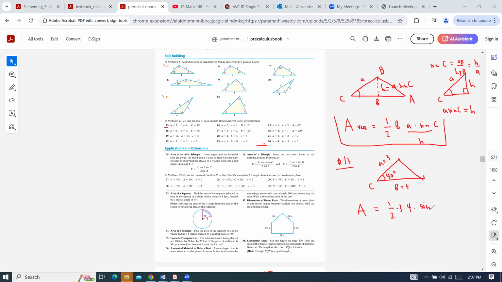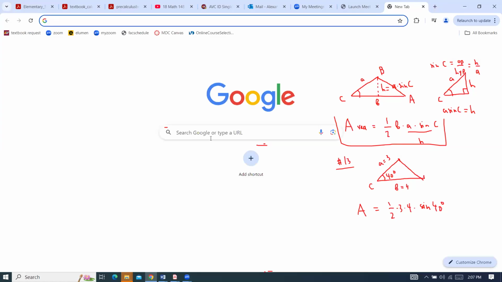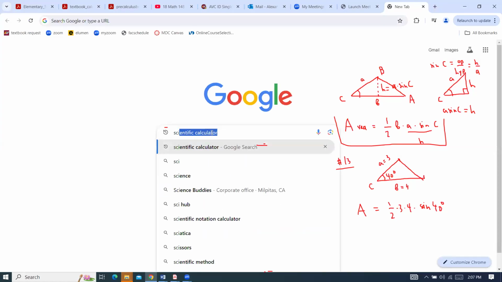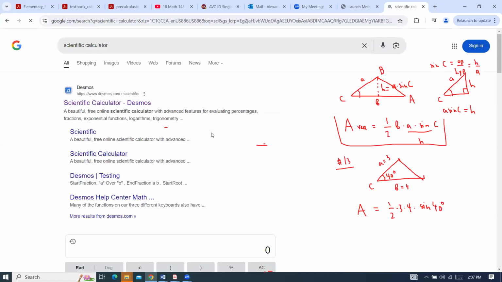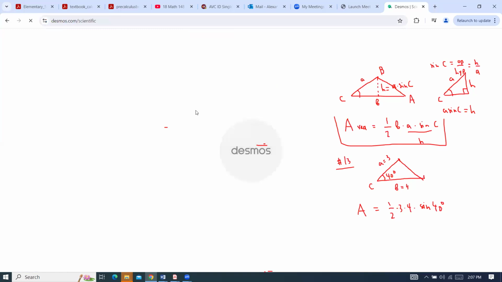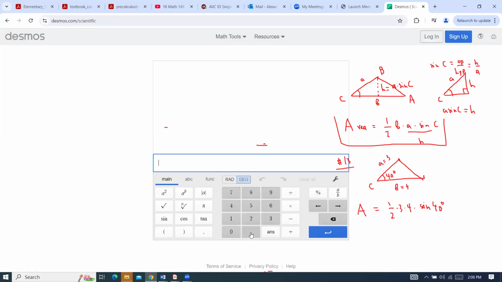And the sine of 40 degrees, right? 40 degrees. And of course, the calculator is needed here, a scientific calculator. Scientific, and let's get it. The 1/2 or 0.5, if you don't want to enter half, 3 times 4 or 12 times sine of 40 degrees. Make sure it's not radians because it'd be a different result. Degrees. They gave you degrees.